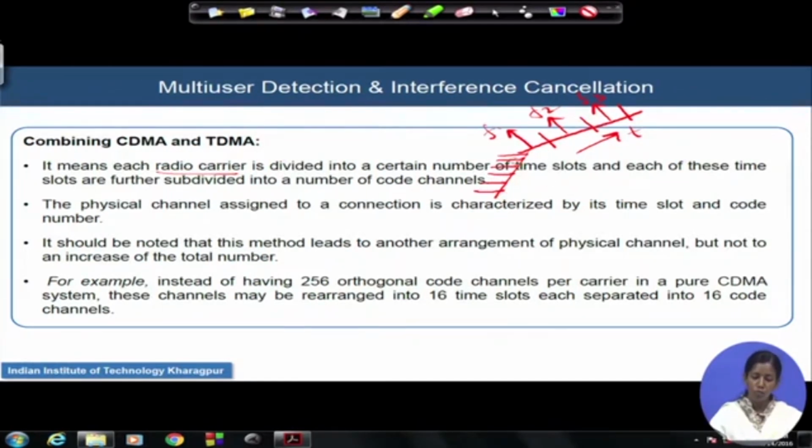One is what is your RF frequency, and the other is what is your channel code. So, what is your RF channel, what is your code channel. Like that people specify. And it should be noted that this method leads to another arrangement for the physical channel, where you are adding something extra. For example, if you use only a single frequency and you are having a pure CDMA technique where 256 orthogonal code channels are there per carrier, instead of that you arrange 16 slots and 16 cross 16. So, the total 256 codes you have divided over the different time axes.